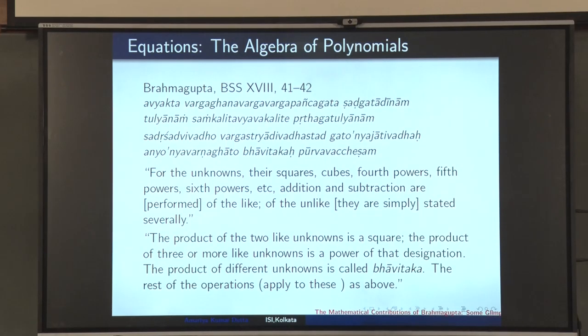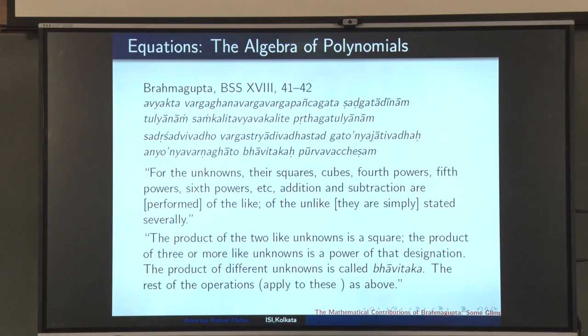Then the algebra of polynomials is clearly stated here. So, it is as clear as it can be. For the unknowns, they are squares, cubes, fourth powers, fifth powers, sixth powers. Addition and subtraction are performed of the like. So, if you have 5x square and 6x square, and if you add them, you add 5 plus 6 x square. Of the unlike, stated severally. So, how do you add 5x and 6y? Just keep them separate. How better can you explain the algebra of polynomials in several variables?